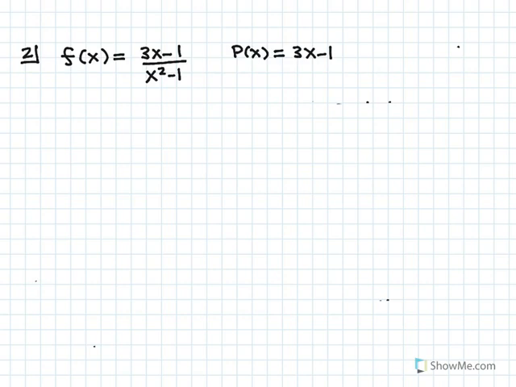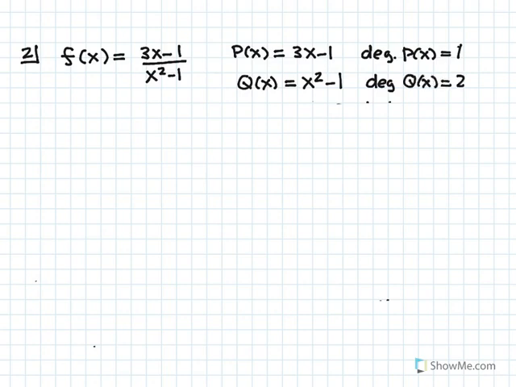What is the degree of this polynomial? Well, the degree is going to be just 1 because it's x to the power of 1. So the degree of p of x is equal to 1. What about the denominator, q of x? q of x is x squared minus 1. What is the degree of this polynomial? The degree is 2 because we have x squared. So the degree of q of x is equal to 2. Now we note that the degree of the numerator, p of x, is less than the degree of the denominator, q of x. 1 is less than 2. So we apply partial fraction decomposition.